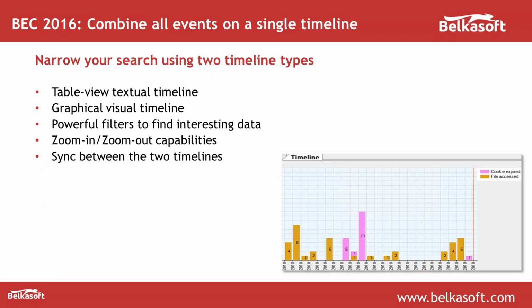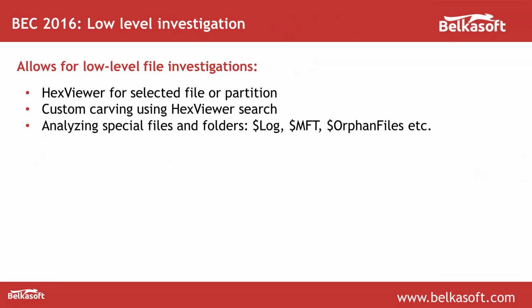The tool has different timeline types to help you narrow your focus and your search, using visual tools such as a graphical timeline or a textual table view timeline, which combines all the events in the case in a single view. So you can filter these events by different criteria such as time, event type, or text, and so on.